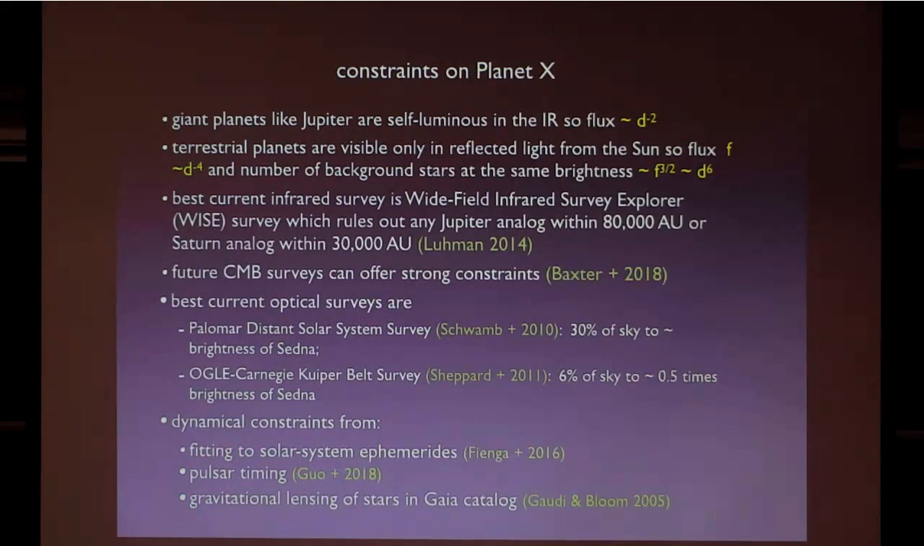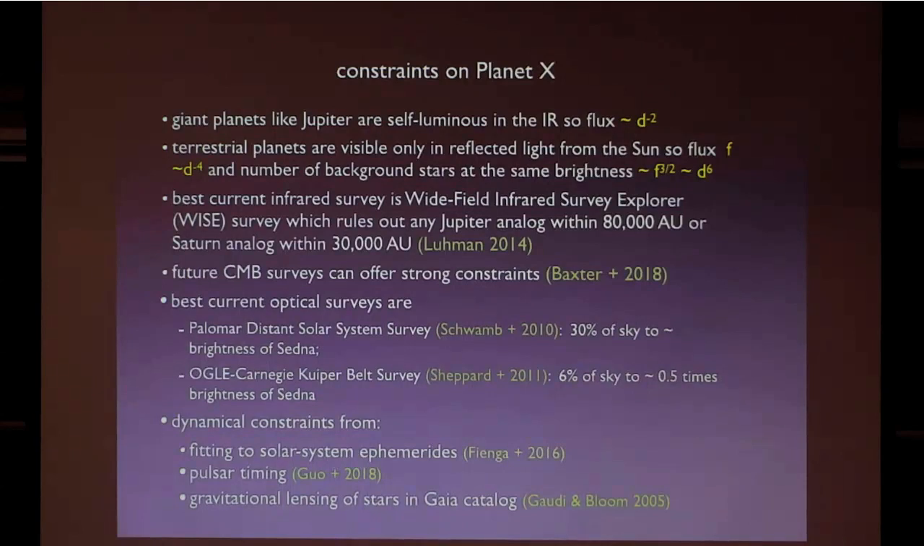The best current surveys are these two. They have reasonable sky coverage, mostly in the ecliptic, down to about the brightness of Sedna. Obviously, LSST will do better, but it's not covering the whole sky and even has difficulty covering the whole ecliptic.